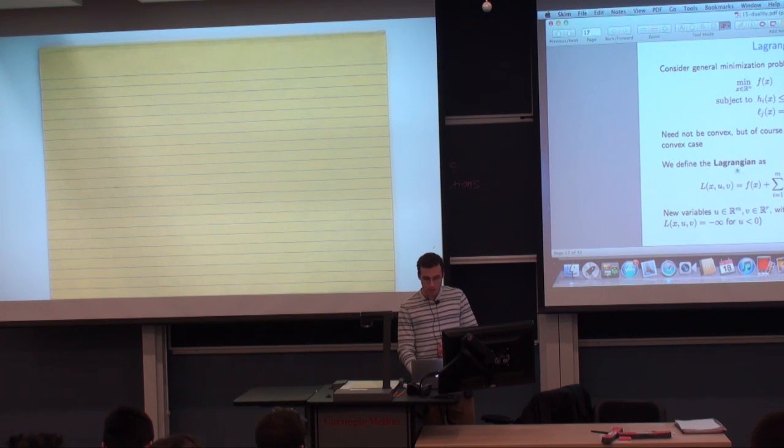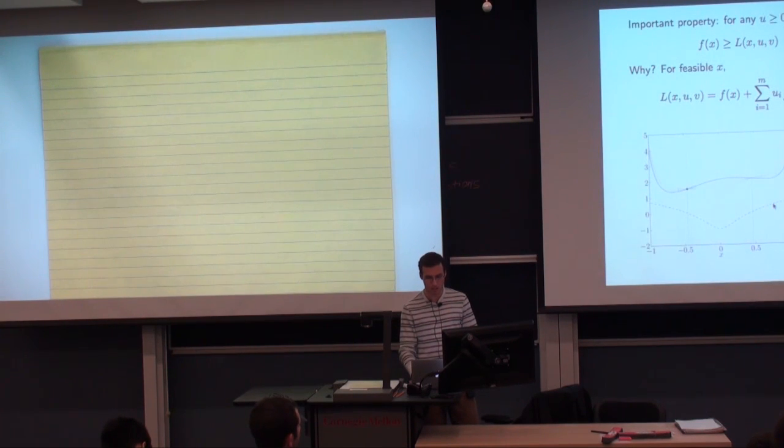But regardless of convexity, we can define this quantity called the Lagrangian, where we define a variable u_i for each one of the inequality constraints and v_j for each one of the equality constraints. And the Lagrangian looks like this. It's f plus the sum of u_i h_i and the sum of v_j l_j. And we're going to constrain these variables u to be nonnegative in each coordinate. Okay, so that was just a review of last time.